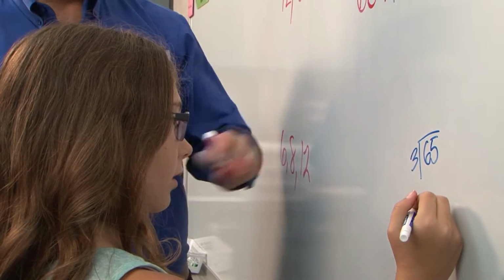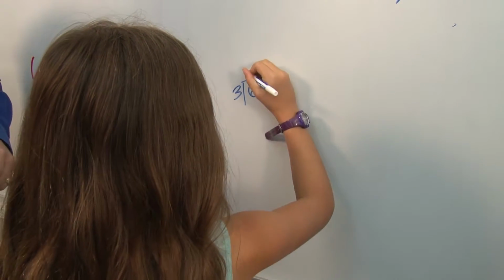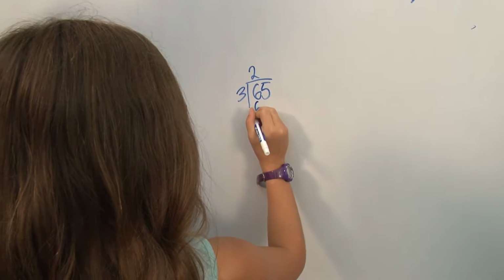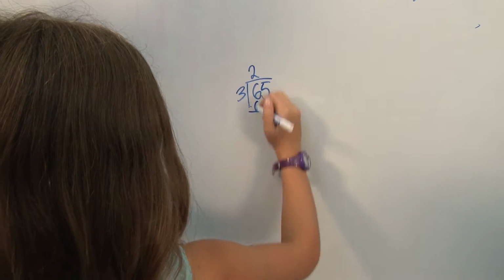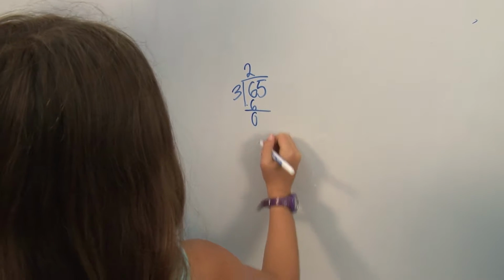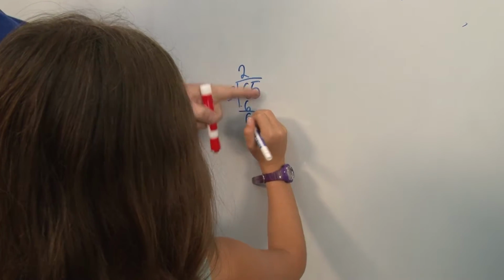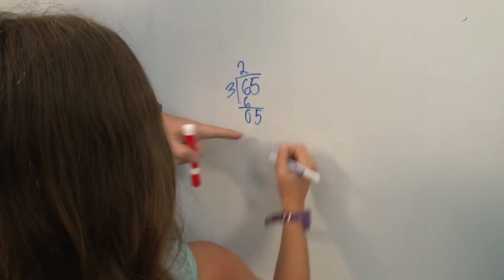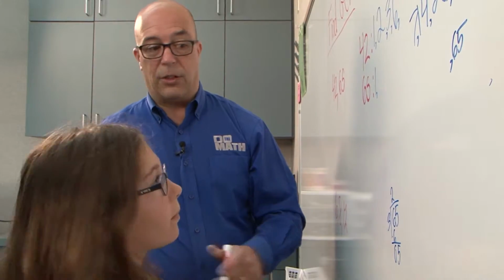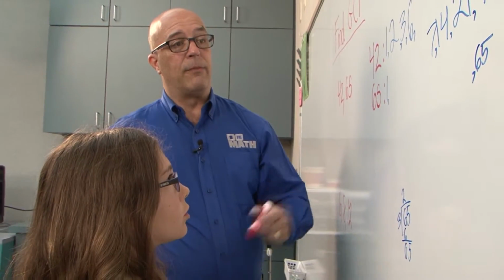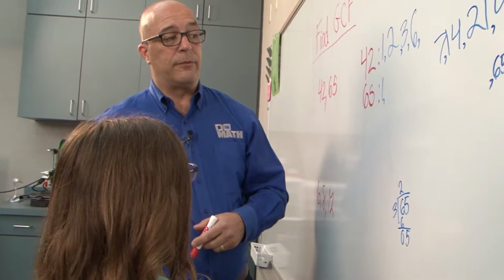So 3 goes into 6 how many times? 2. So put your 6, subtract, and you have how many left over? 0. Well, you have 0 and 6s. So bring down the 5. Now does 3 go into 5? No. So can 3 go into 65? No. All right.